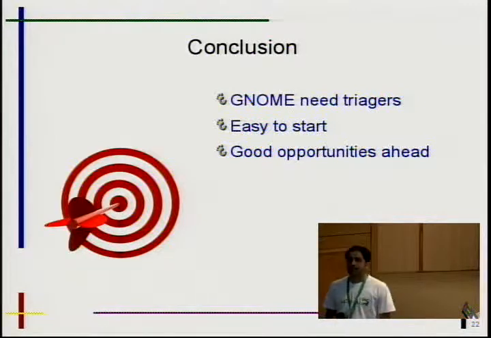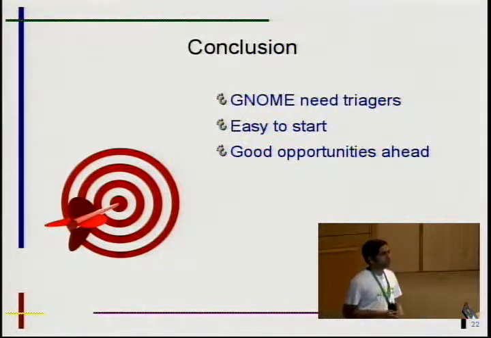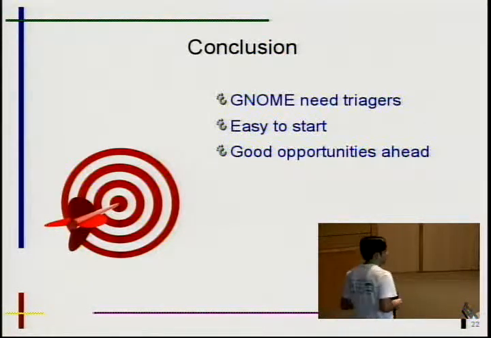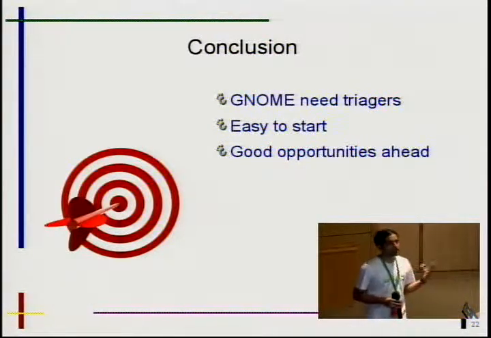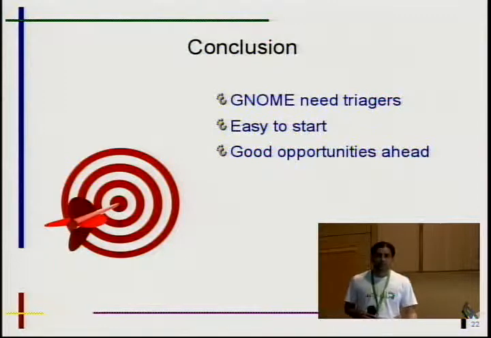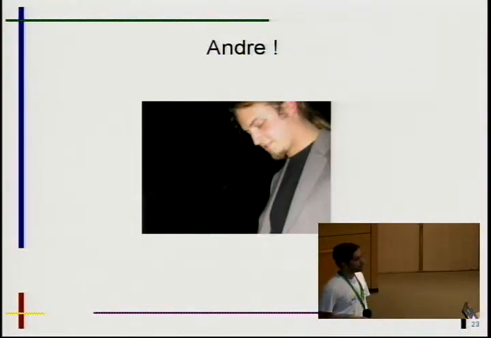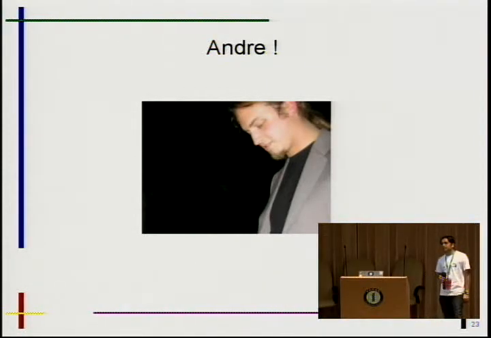There are good opportunities ahead. It's not like you have to stick to bug triaging. In GNOME there are opportunities to move ahead. As I said, GNOME Love bugs are there. If you are interested in coding and want to contribute a little bit in bug fixing, you can search for GNOME Love bugs and fix them. I have an example, Andre. He started with bug triaging, and now he is in the GNOME release team.